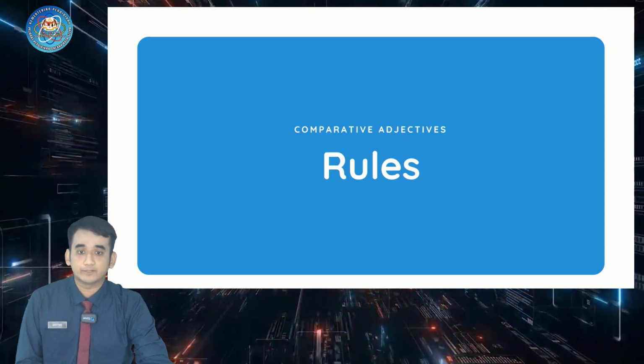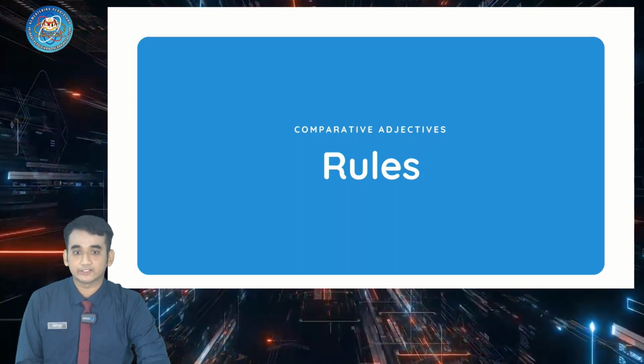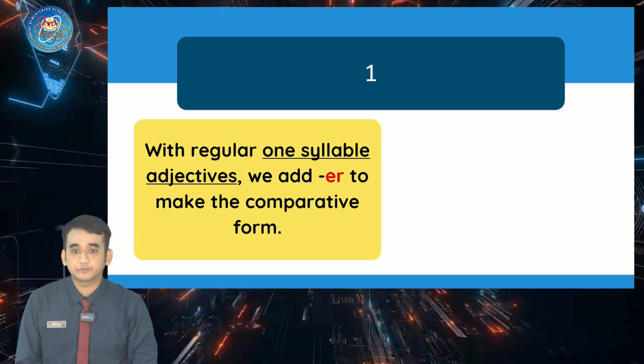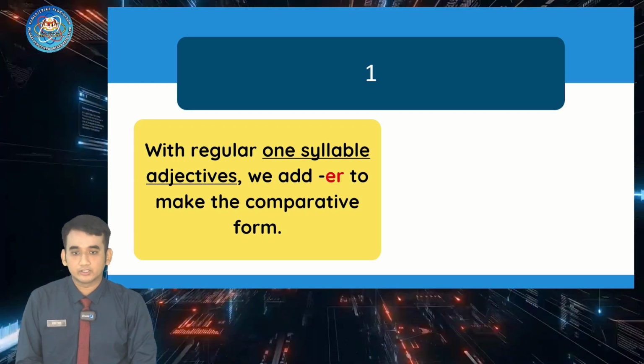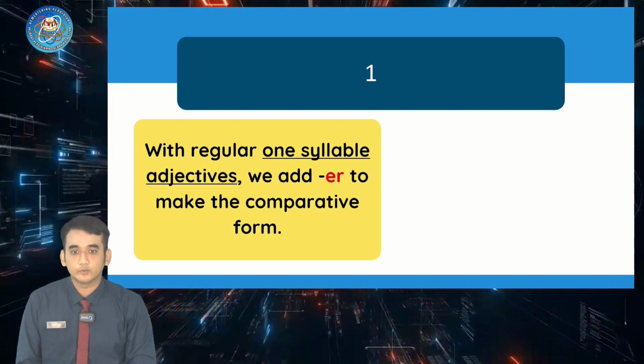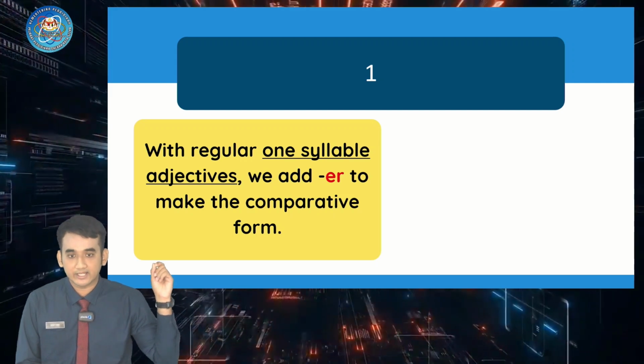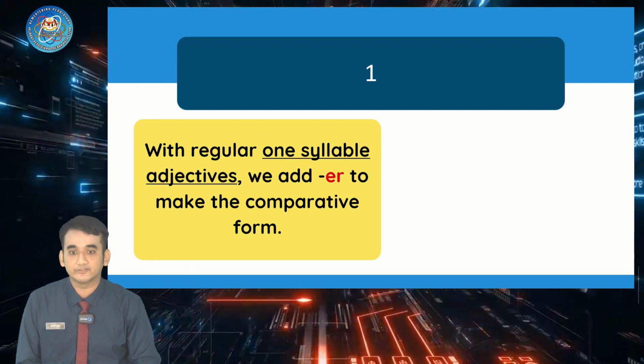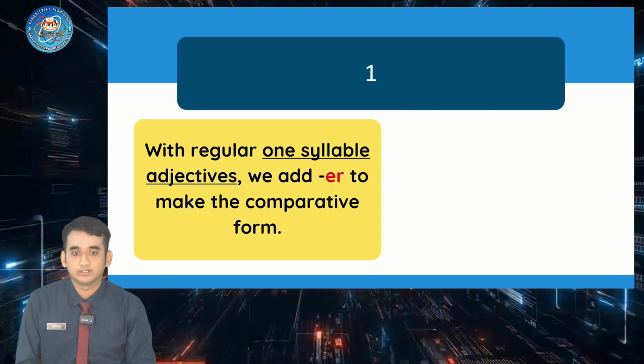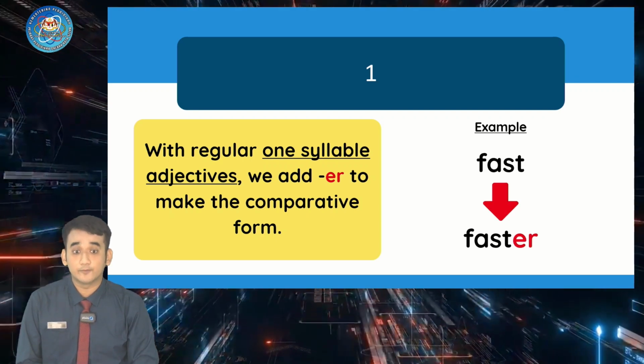Next, we're going to learn about the rules in comparative adjectives. The first rule: with regular one-syllable adjectives, we add the letters ER to make the comparative form. For example, fast becomes faster.